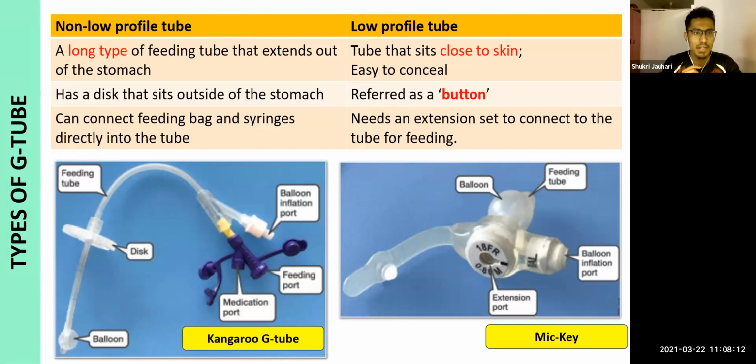Okay, so what are the differences between the non-low profile tube and the low profile tube? The non-low profile tube is a long type of feeding tube that extends out of the stomach, as you can see in the first picture, while the low profile tube sits close to the skin and is easy to conceal. The non-low profile tube has a disc that sits outside of the stomach, while the low profile tube can be referred to as a button. And lastly, the non-low profile tube can connect a feeding bag and syringes directly to the tube, whereas the low profile tube needs an extension set to connect to the tube for feeding. Okay, next.